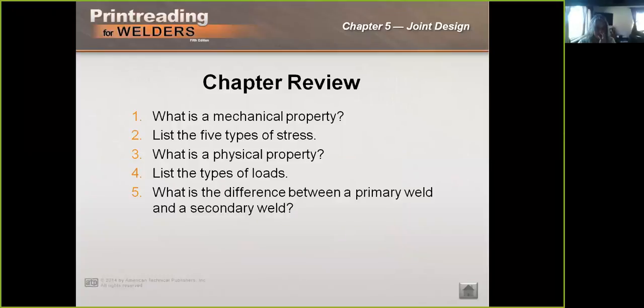So a quick review, things for you to think about and make sure you know the answers to. What is a mechanical property? List the 5 types of stress. What is a chemical property? List the 5 types of loads, and what is the difference between a primary weld and secondary weld? And the answers to all of those questions can be found in your text.